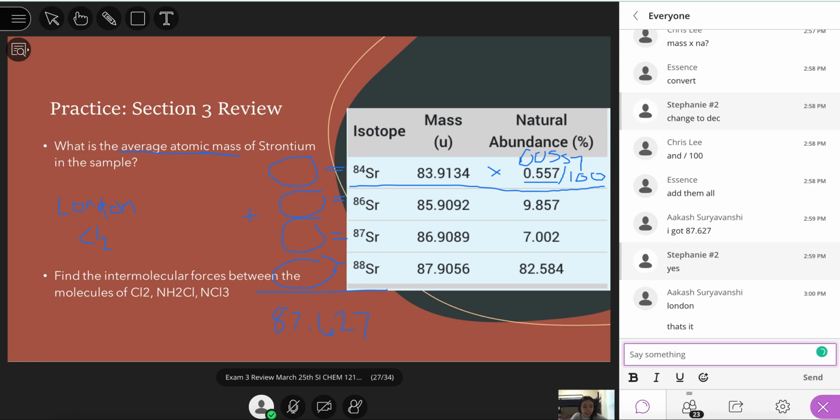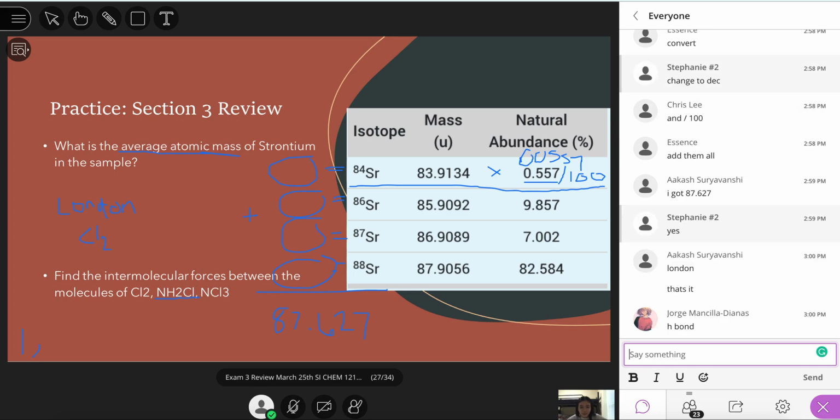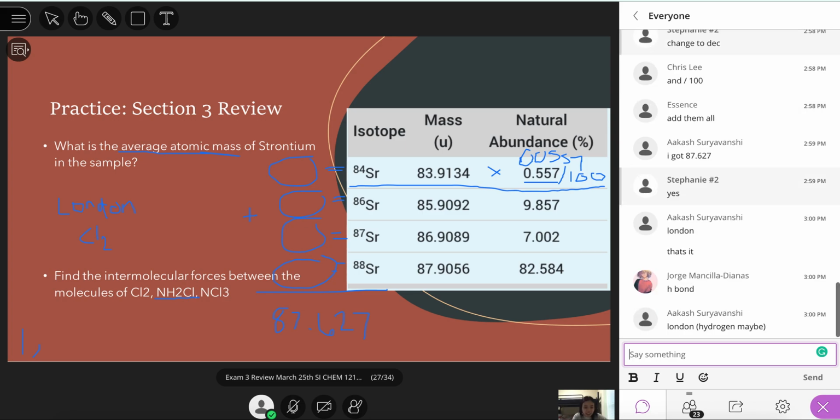What about NH2Cl? What intermolecular forces are present? Because all of them have London, we all know that, right? So you have London there. What else do you have, or is that it? NH2Cl, what do we have with that? London. Anything else we noticed? Because we have a hydrogen, right? So H bond, yes. You're going to have hydrogen bonding included.